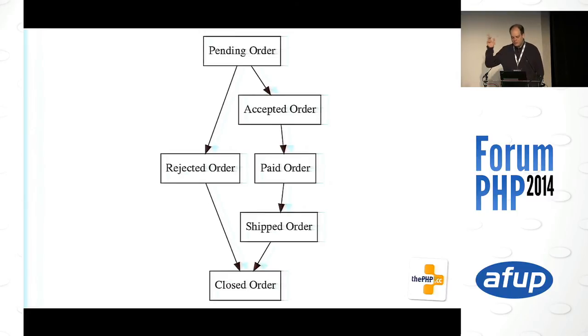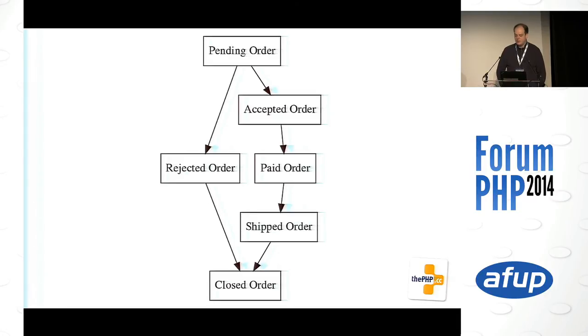Usually it's put into a queue, and then we check, okay, yes, we still have this in stock. We decrement the stock, assign this item to this order, and basically that's what accepting the order means. Then we process the payment. Now that we know we actually can fulfill the order, do we have the money? Did we get the money? Then the order can be paid, and then we can start with shipping. At some point, the order will be shipped, and then after a while, it's closed, goes into the archive.